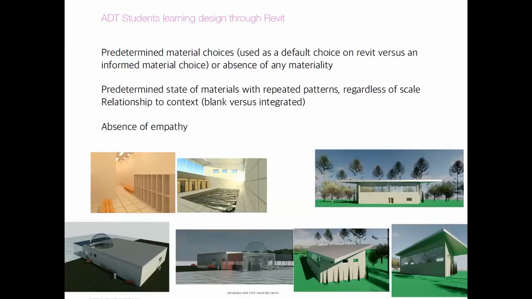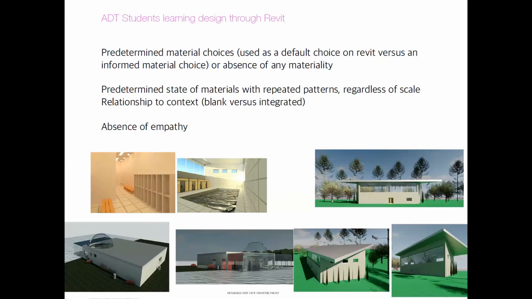Moving on to the other cohort of students in architectural design and technology trained with Revit, the students, because of their little ability to use the tool, sometimes run the risk of creating spaces non-intentionally or incidentally, and creating spaces that have started as one thing but have ended as another. So we can look at examples where the students, because of their limited ability to design and to use Revit, create designs based on predetermined material choices. They allow the software to make a material choice for them, used as a default choice on Revit, versus an informed material choice, or absence entirely of any materiality, with surfaces without any materials or textures.